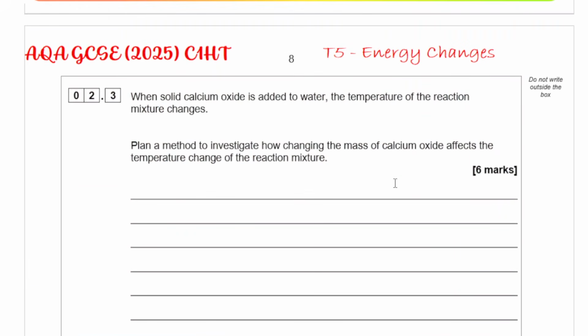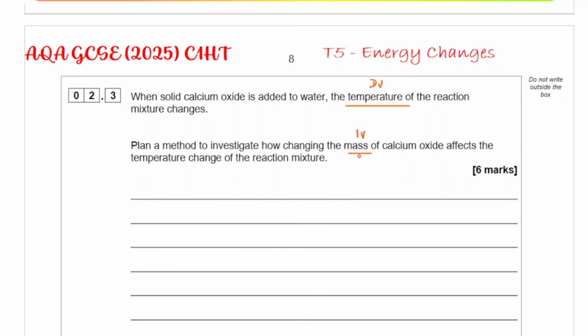When solid calcium oxide is added to water, the temperature of the reaction mixture changes. Plan a method to investigate how changing the mass of calcium oxide affects the temperature change of the reaction mixture. So for this, the temperature is going to be the dependent variable. The mass is going to be your independent variable.